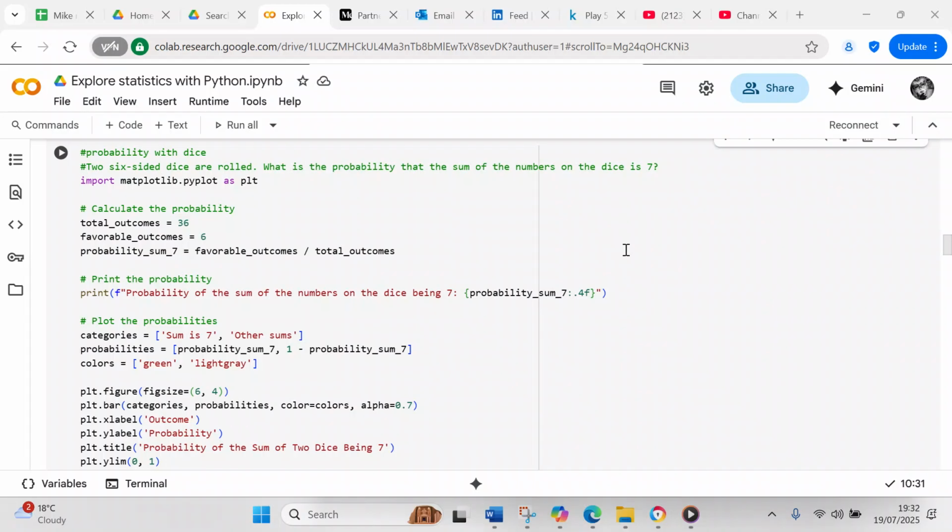So we're going to solve this problem using Python, and we're going to import the library matplotlib.pyplot as plt, which is the visualization library, so we can visualize our work.